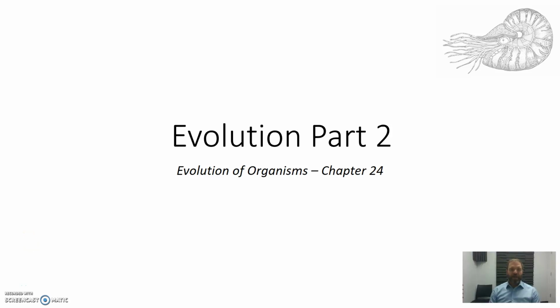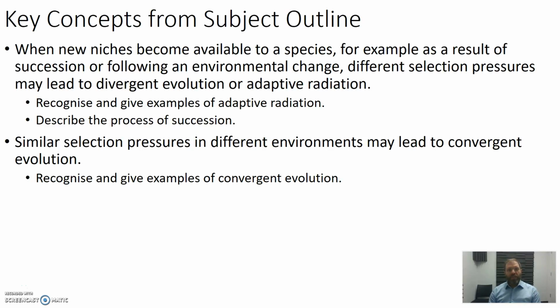This video is the second part on evolution and is covered well in chapter 24. So in this video, we'll be looking at some of these other key concepts from the subject outline, in particular about when new niches become available for a species, how they might evolve under selection pressures to adapt to that. And we sometimes call that adaptive radiation or divergent evolution.